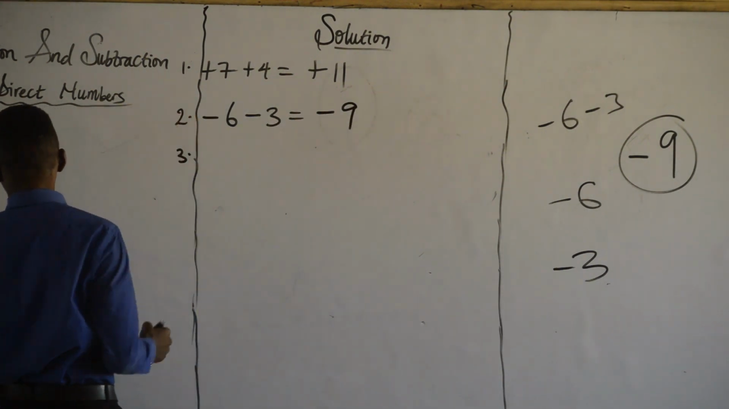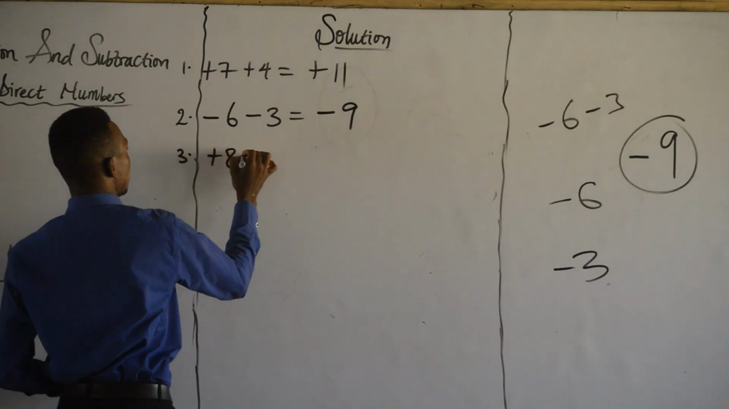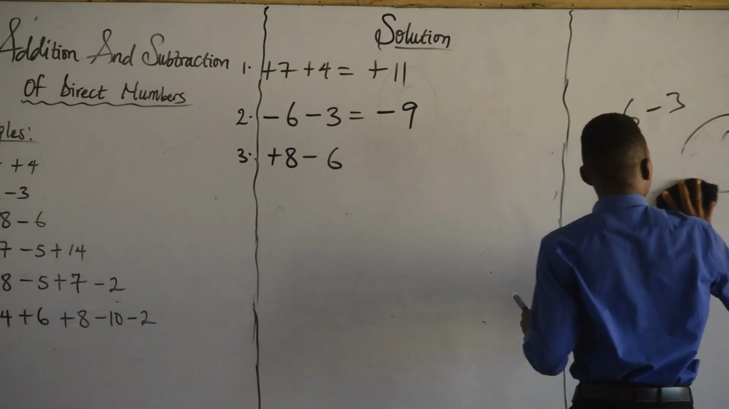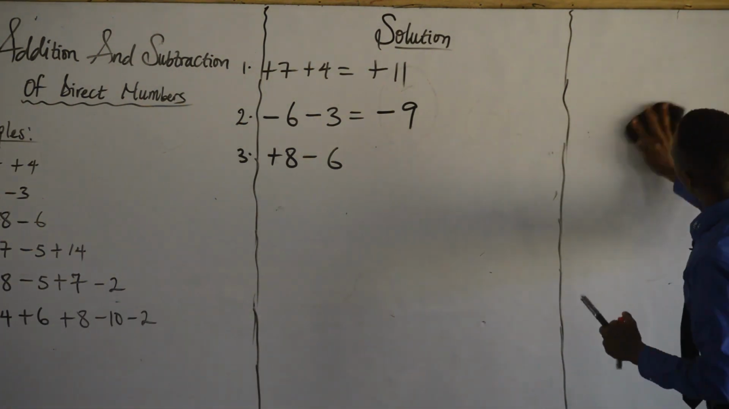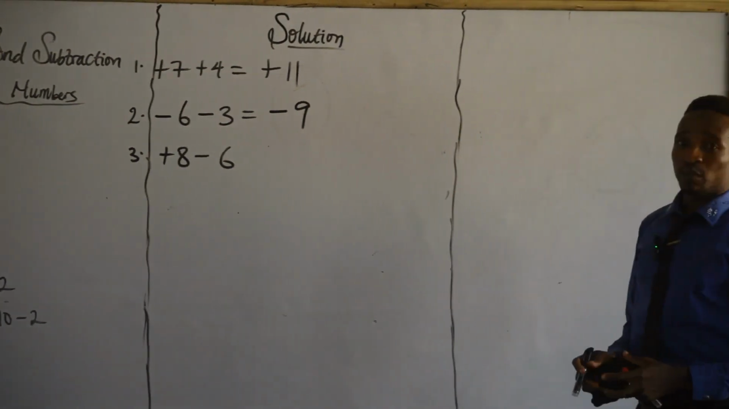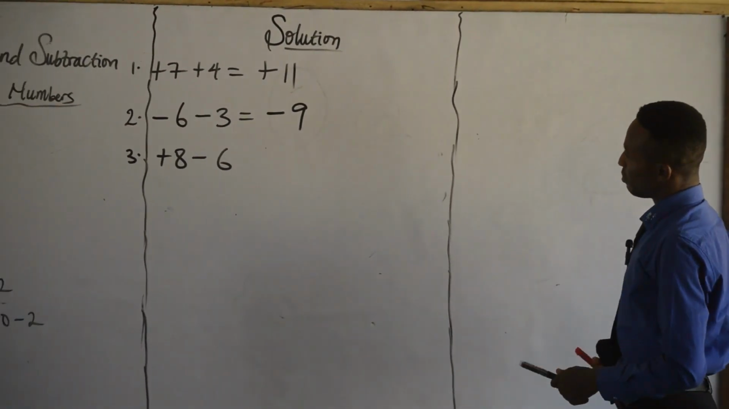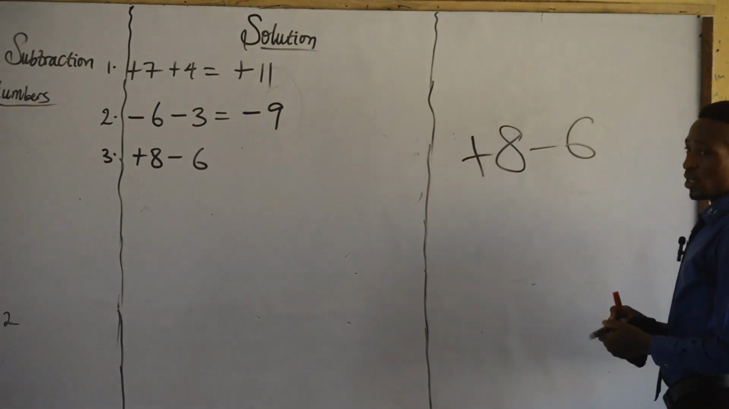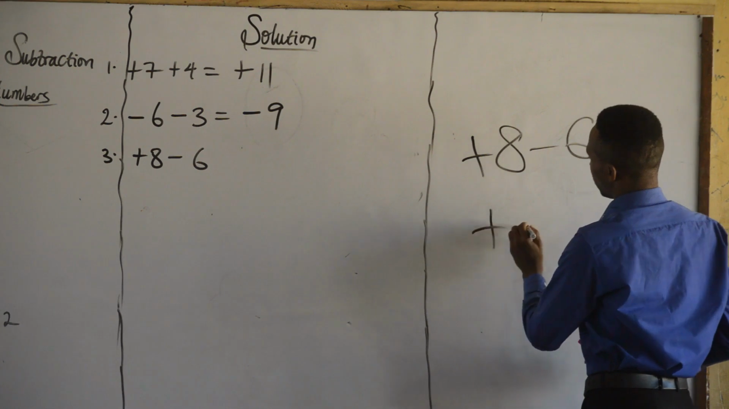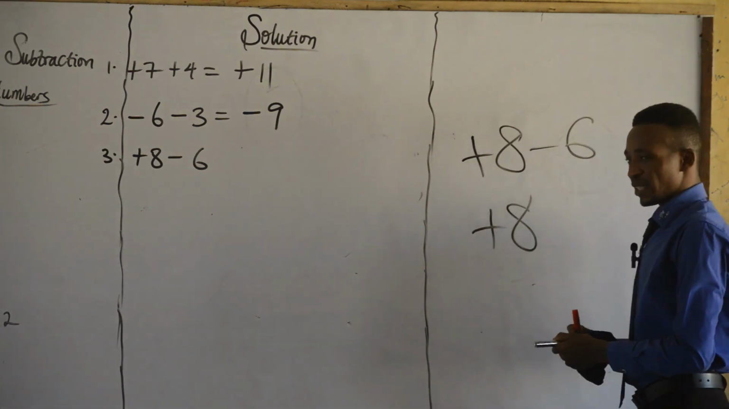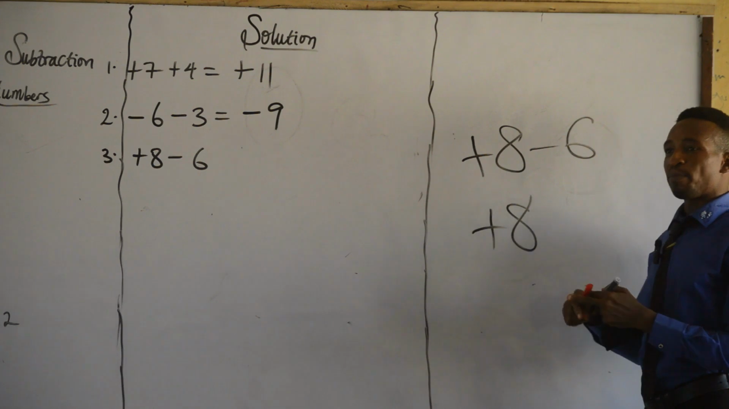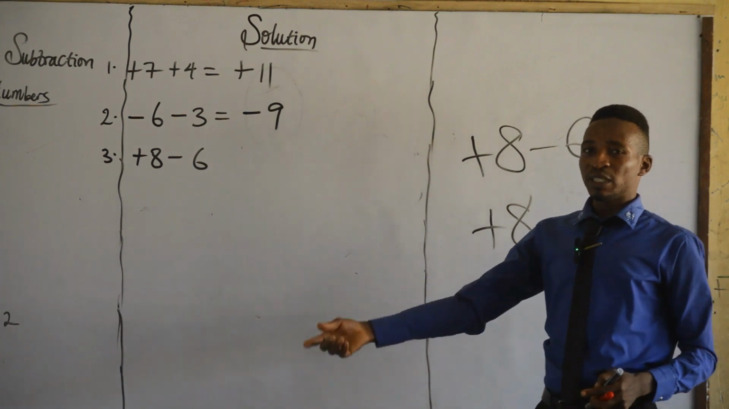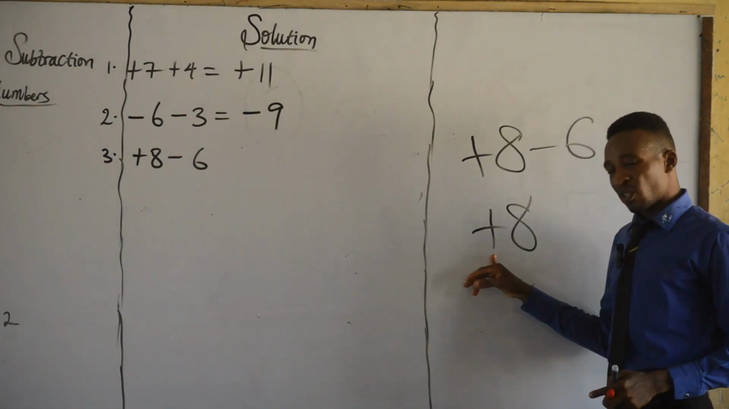Now taking the third example, plus 8 minus 6. See the way I'm rubbing off my rough book. I assume I'm done with that question. Now I want to solve another one, which is plus 8 minus 6. Split it up. When you split it, the first one you're having is plus 8. And what does plus 8 mean? According to what we said initially, plus means you are the owner. And this 8, I told you, is an amount of money in naira. So we assume that you are the owner of 8 naira.